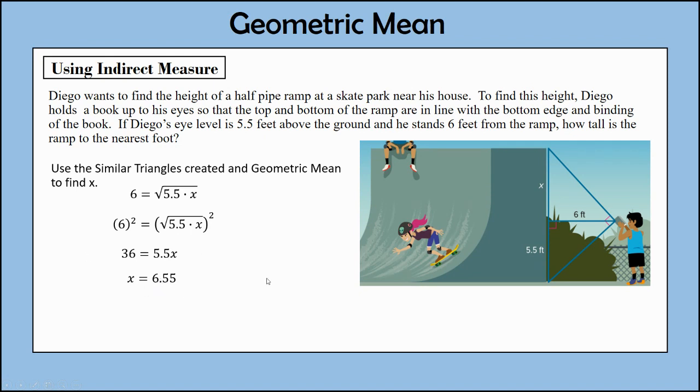So X is 6.5. You guys have heard me say many times, multiple choice test. This will be choice A. However, how tall is the ramp to the nearest foot? So the ramp is actually going to be the 5.5 plus what we just found, 6.5, to get us to 12 feet. So make sure we answer the question completely. This is one style of application.